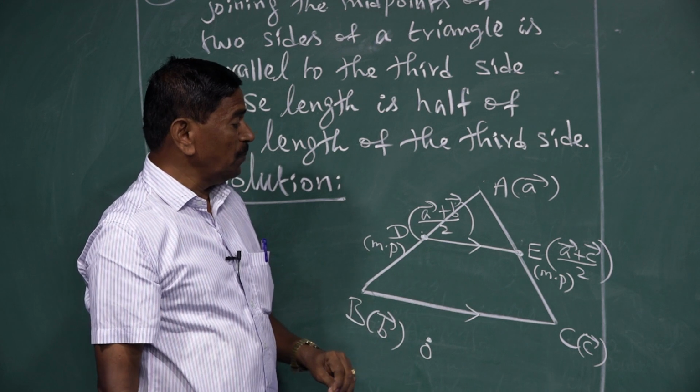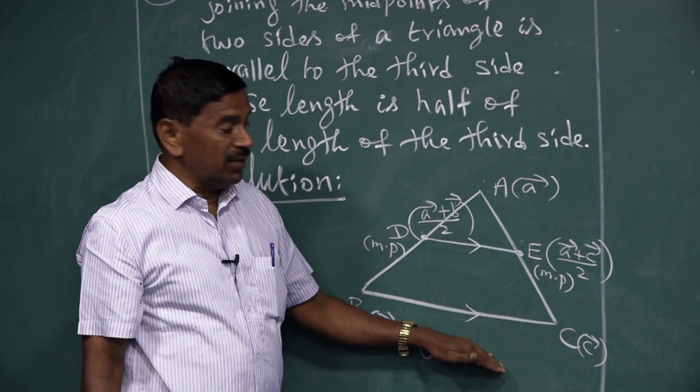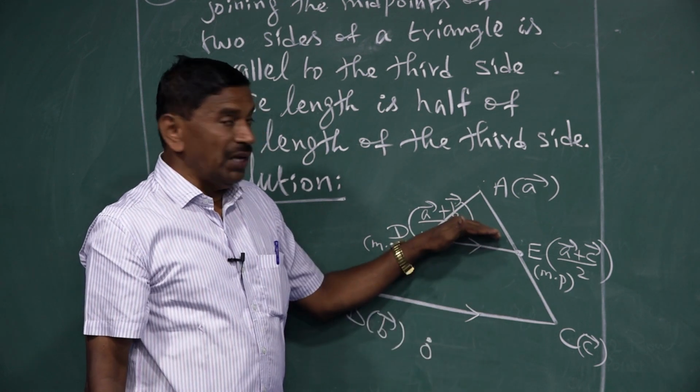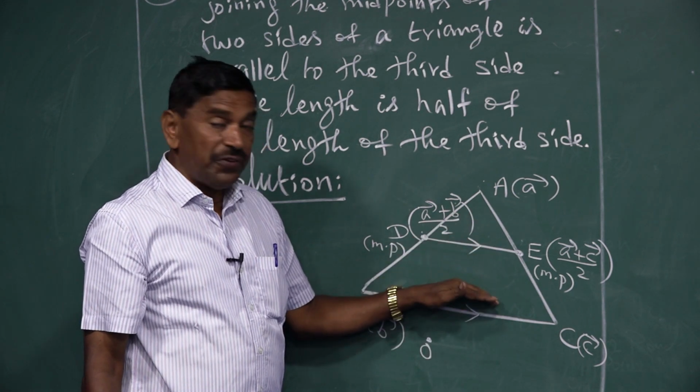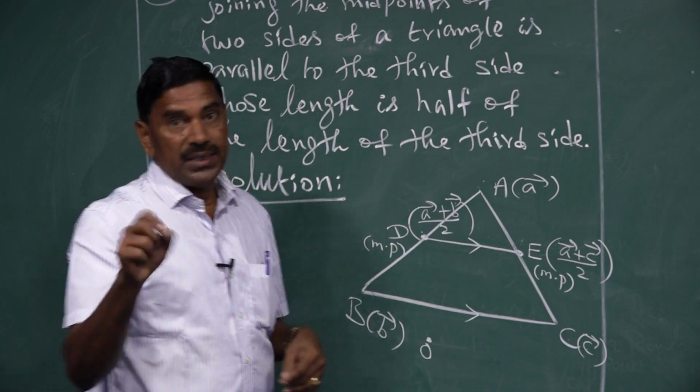Then we want to prove DE vector is parallel to BC vector. Also DE vector is equal to half into BC vector. It is our aim to prove. First let us write the theory portion.